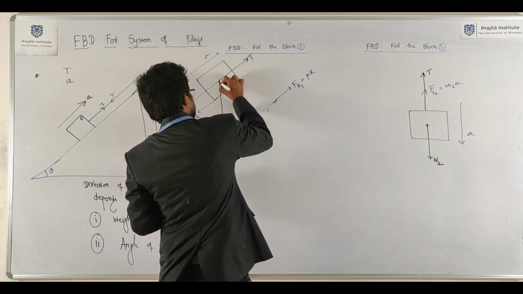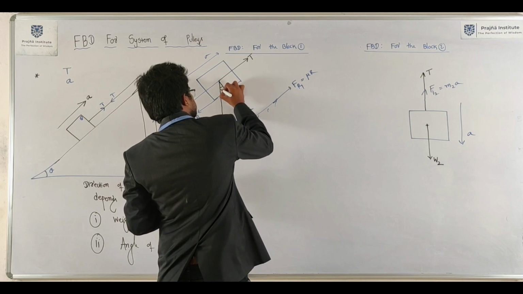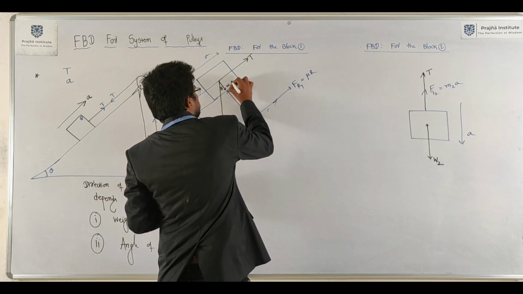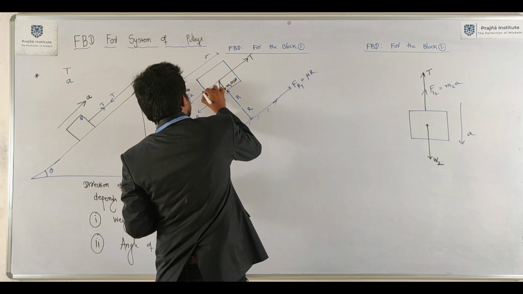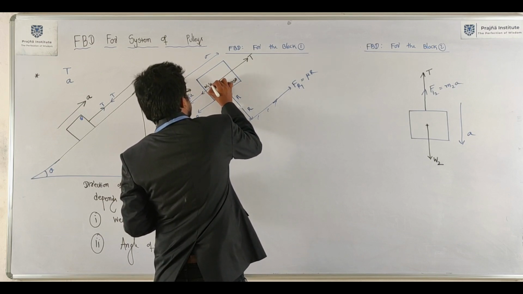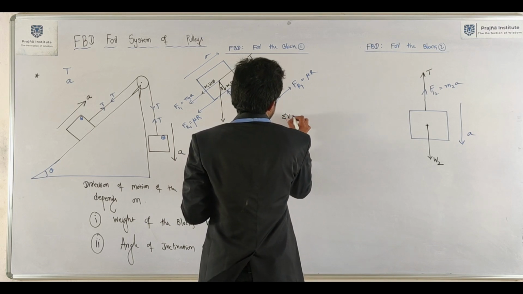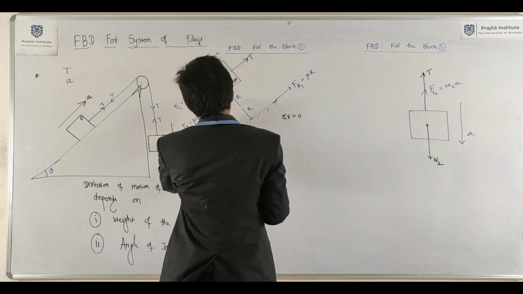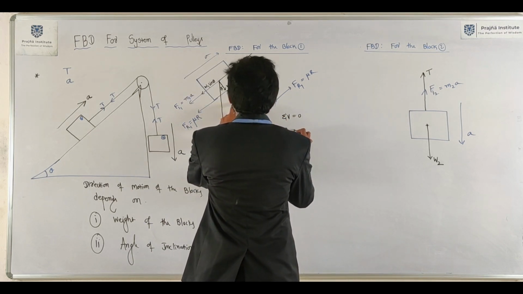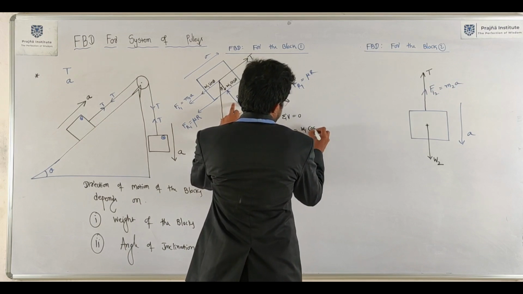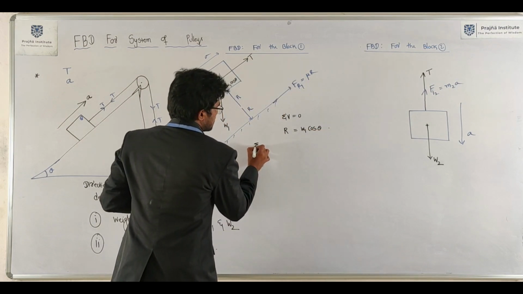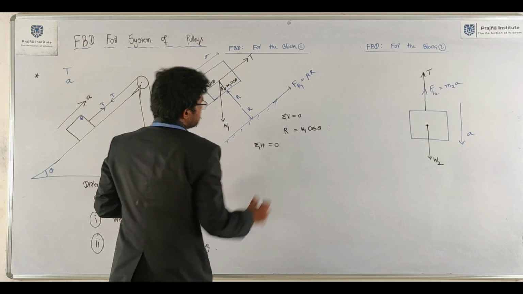First resolve the components: W1 cos theta, W1 sin theta. Then sigma V equals 0. In that case, what will you get? Reaction R equal to W1 cos theta. Then sigma H equals 0.